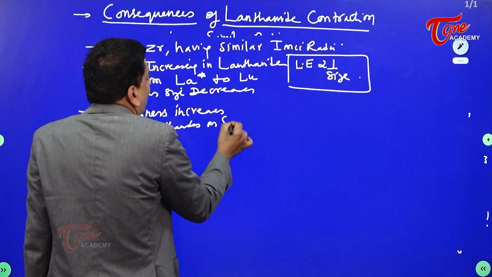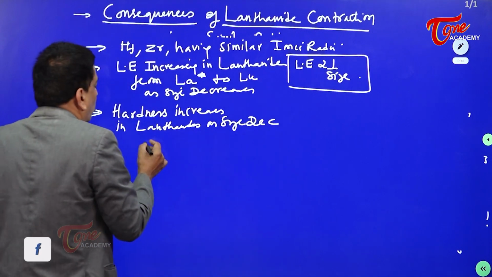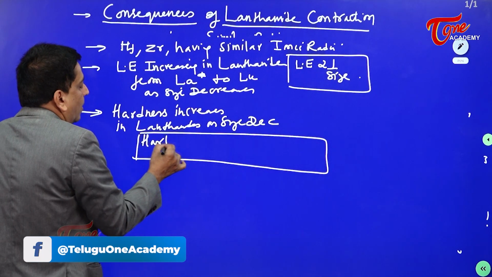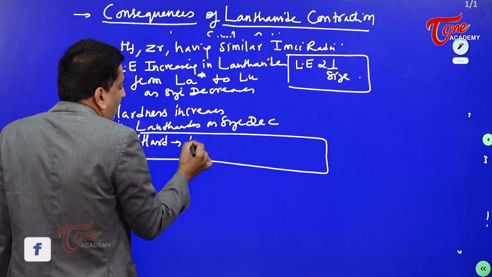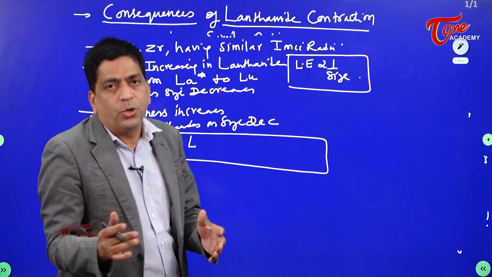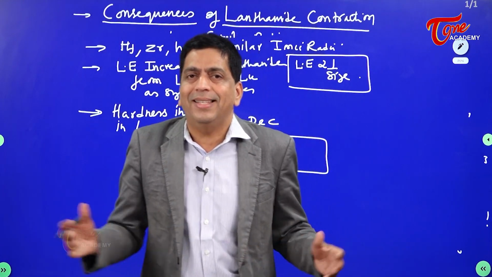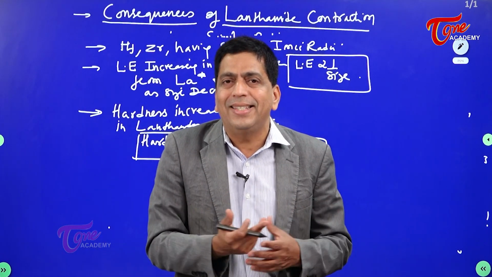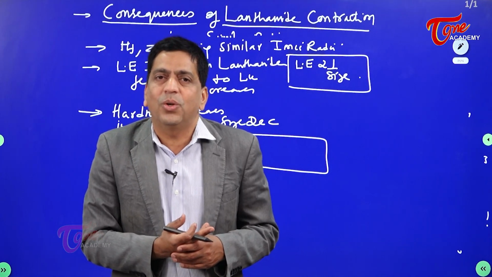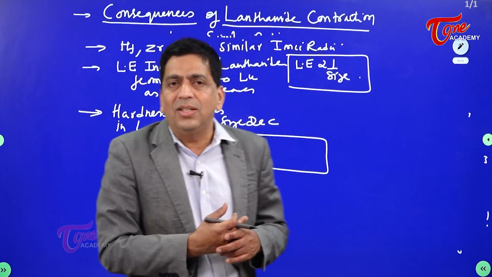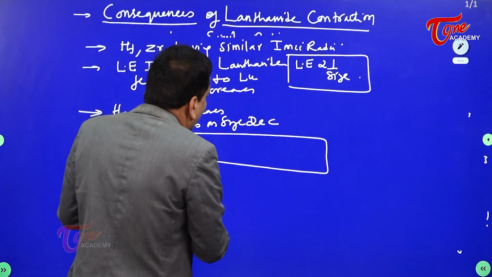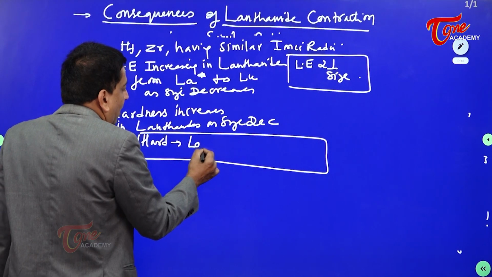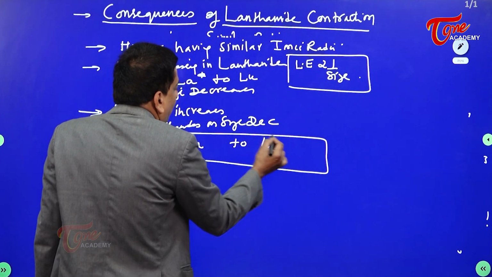Lanthanides, as size decreases. If you look into the hardness trend, hardness will be decreasing from lanthanum to lutetium because the size decreases, then the density will tend to increase, right? And the hardness also increases with density. So if you look into the hardness, it is increasing. Hardness basically increases from lanthanum to lutetium.